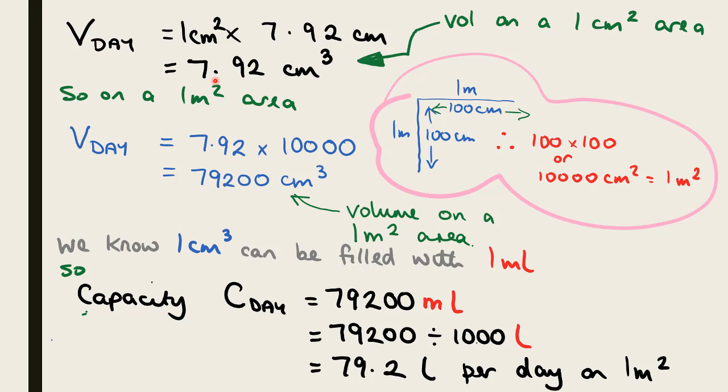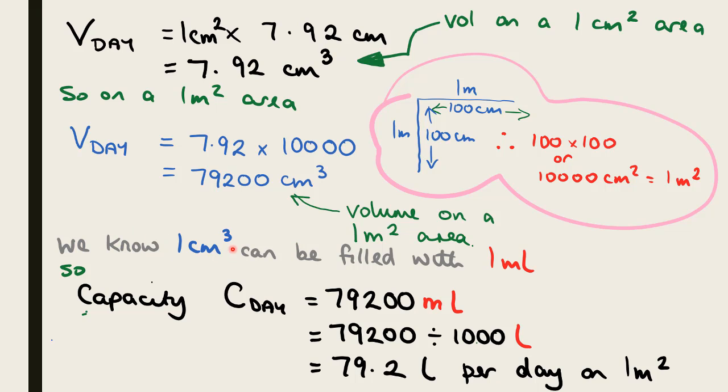So in order to go from here, I've got to say, if I've got a 1 meter square, I need 10,000 times 1 centimeter squares, because these are tiny and the meter is big. So I need 7.92 times 10,000, which gives me 79,200 centimeters cubed of water in a day. So that's the volume that I get in a day. Volume on a 1 meter squared area.